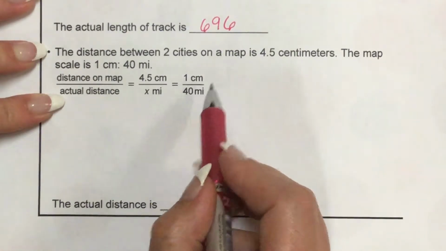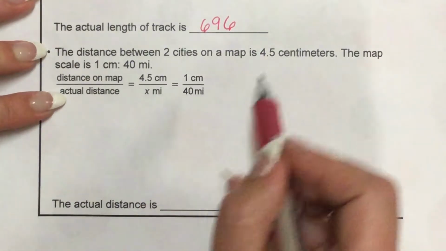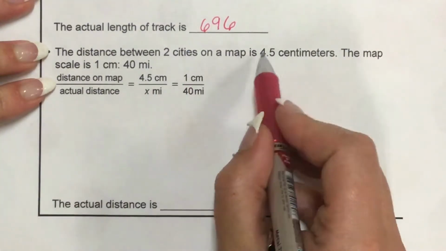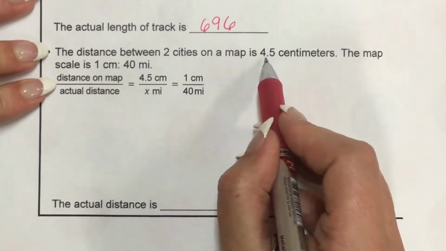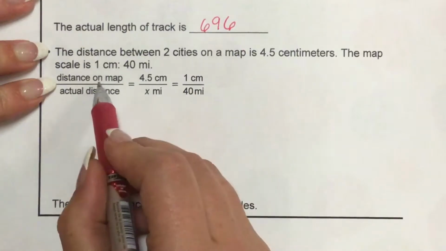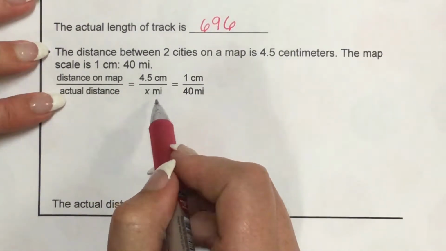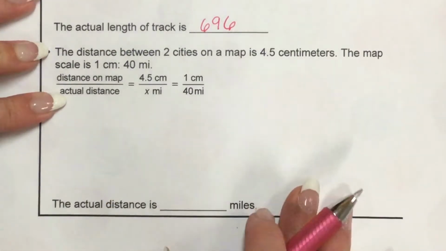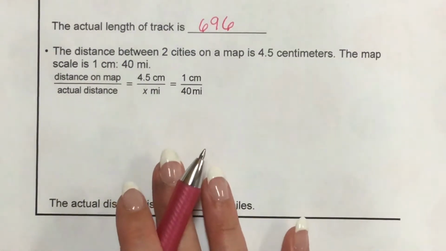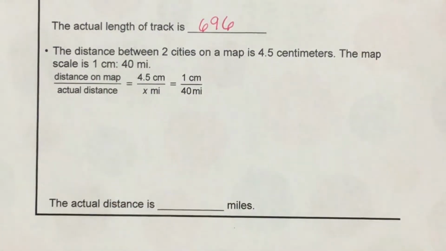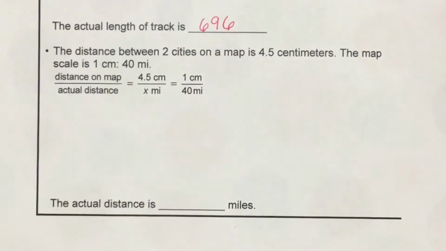So that's our scale factor, and we're going to set up our proportion because we have the distance on the map, which is 4.5, and that goes on the top with the distance on the map information. We don't know the actual distance, so that is our x. So we're going to go ahead and figure out this proportion. We got to figure out what x is.